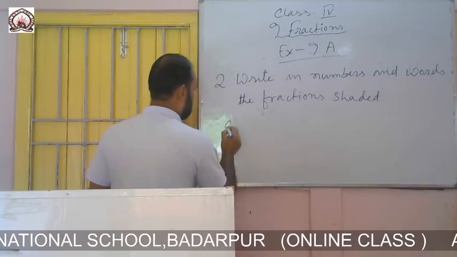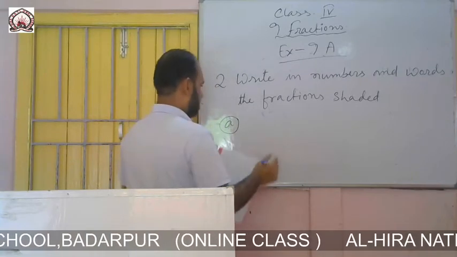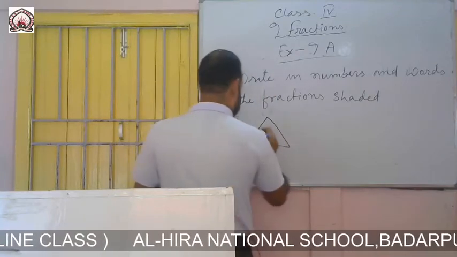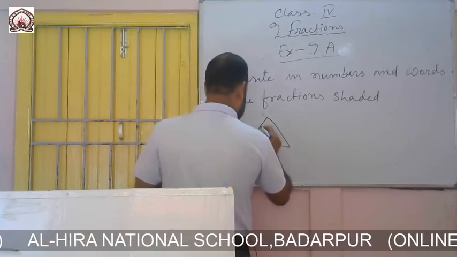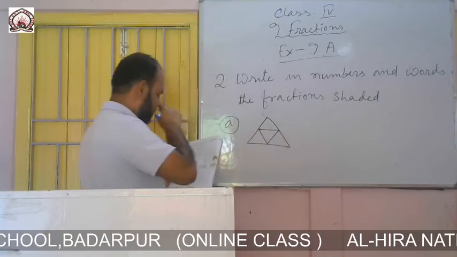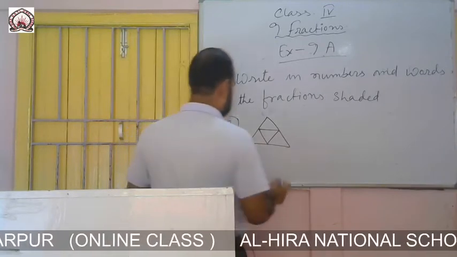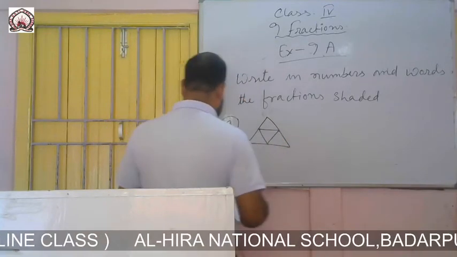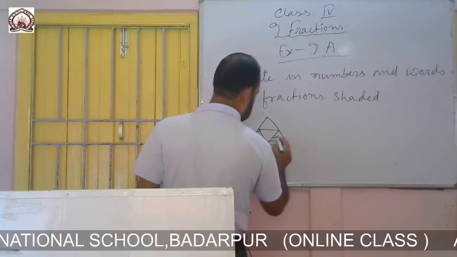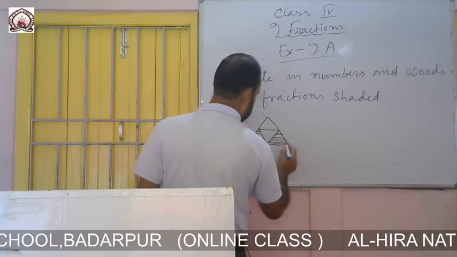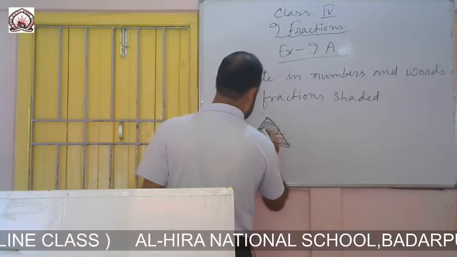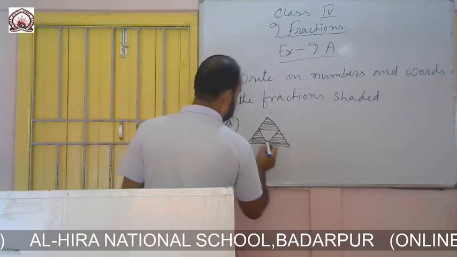So first, question A. A triangle. Inside this triangle another triangle is there. So here how many triangles are there? 1, 2, 3, 4. 4 triangles are there. Out of 4, 3 triangles are shaded.